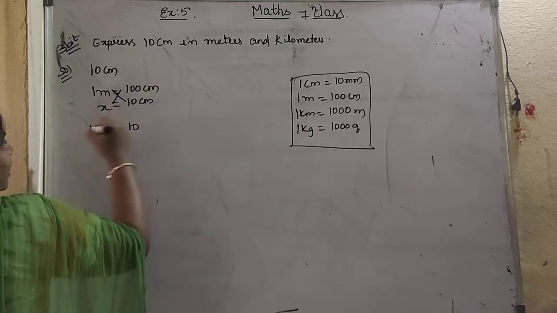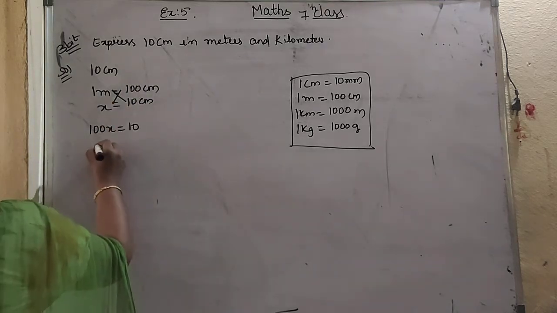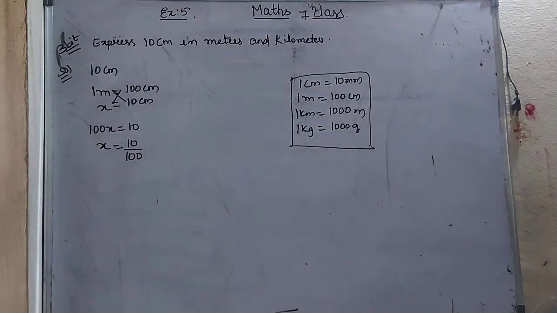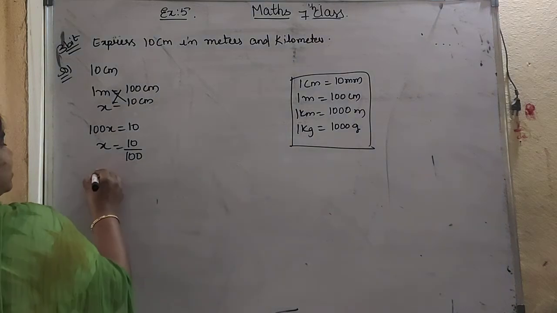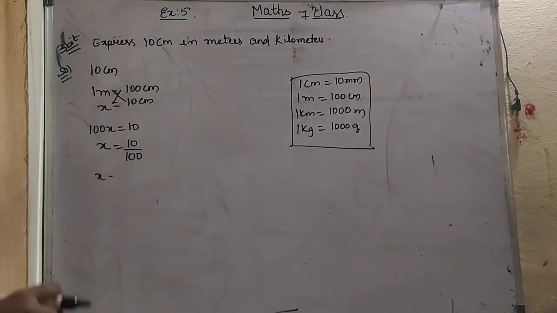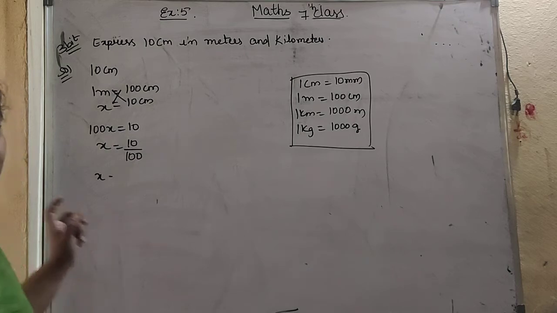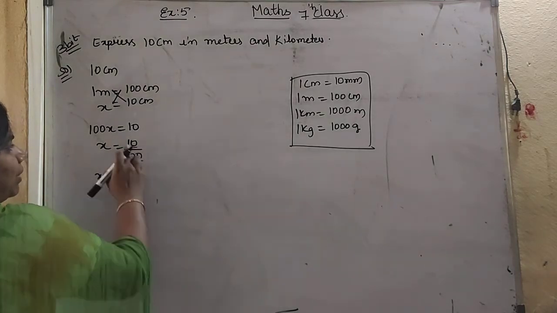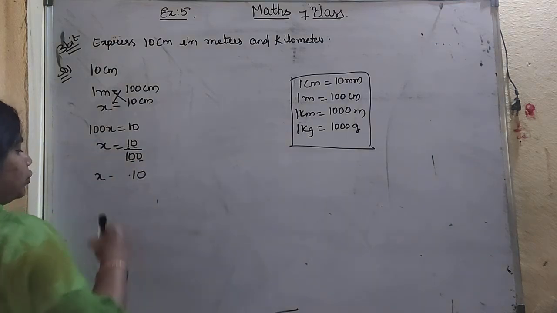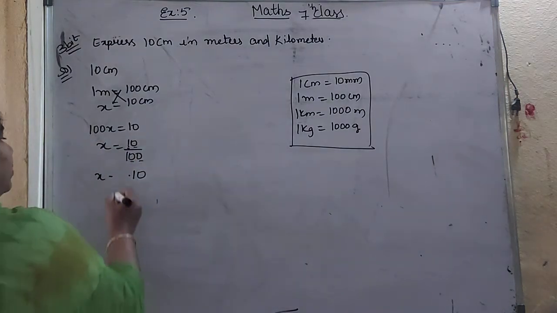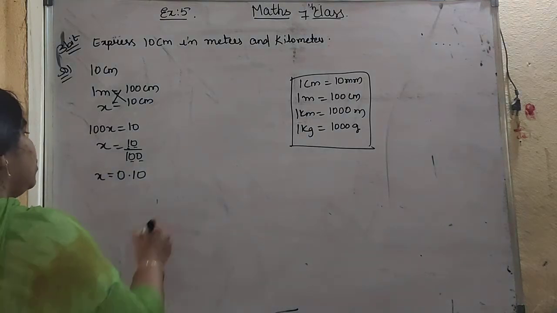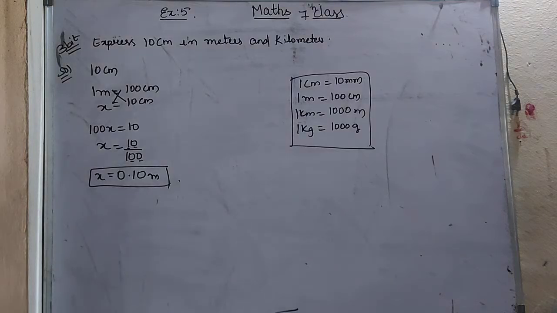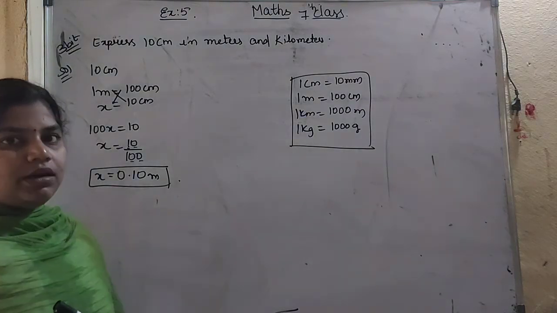10 into 1 will be 10. Send that 100 to the other side. That will become division, so it will be 10 by 100. In the denominator, how many zeros are there? 2 zeros. So after 2 numbers we have to place a point. 1 zero, 1 number; 2 zeros, second number. Zeros completed, numbers completed, so the point should be before 10. So it will be 0.10 meters. So we got 10 centimeters is equal to 0.10 meters.